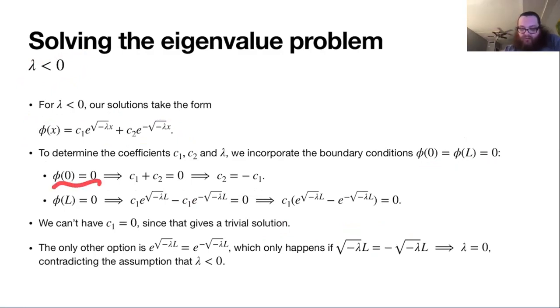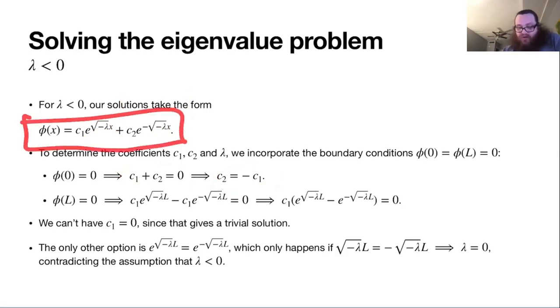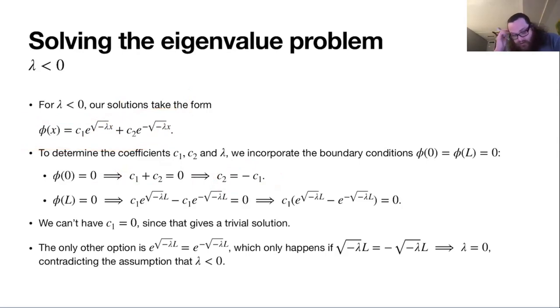So if phi of 0 is equal to 0, plug in 0 there, 0 there, e to the 0 is equal to 1. So this is going to go to 1, this is going to go to 1. And we're left with this equation right here. And then rearrange things. You can say that in this case, C2, whatever that constant C2 is, has to be minus C1 for this to work.